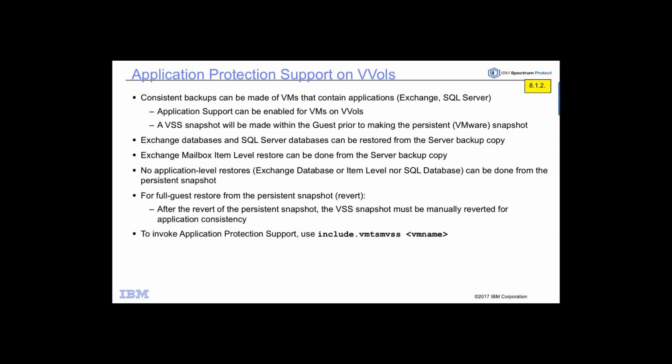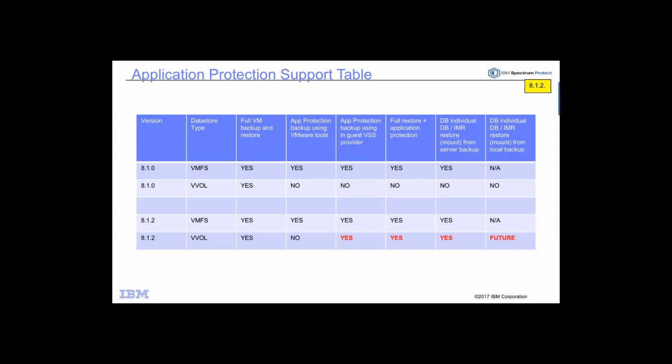file. Now, when we first introduced vVols, we did not support this function for virtual machines that were stored on vVols, but in version 8.1.2, we have gone ahead and added that functionality to the application protection support. Now, there are a few limitations for this still, and again, this is something we're working on in our agile development, and those limitations are best described by taking a look at this table.